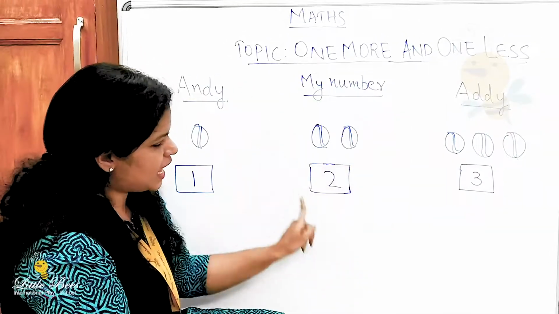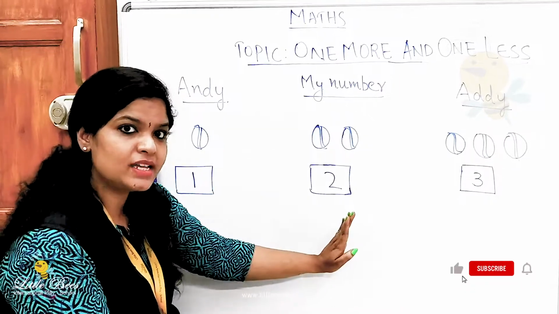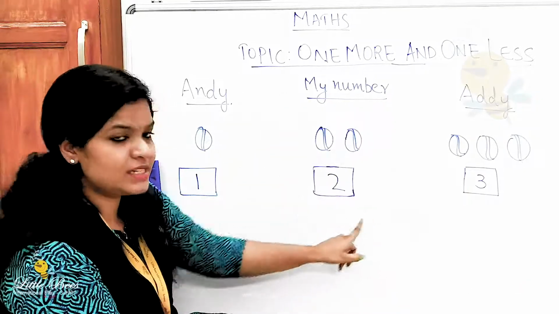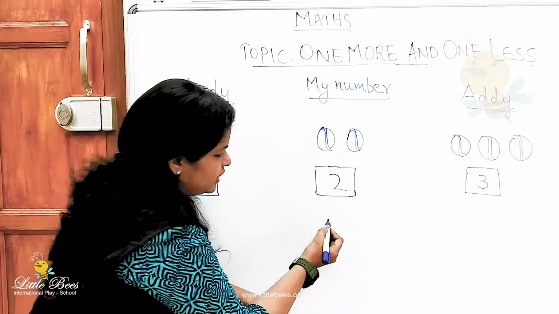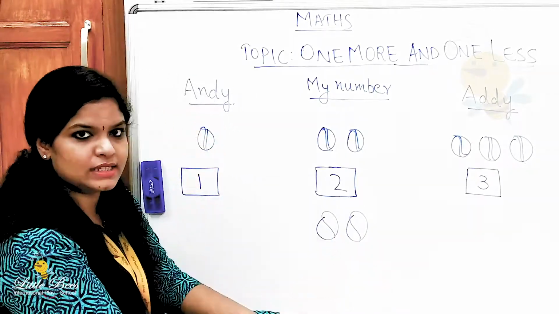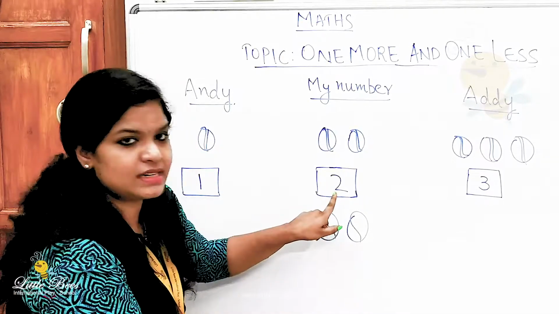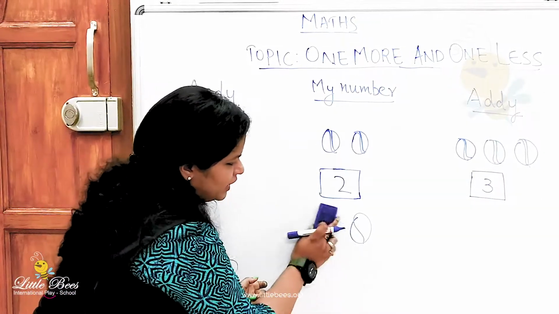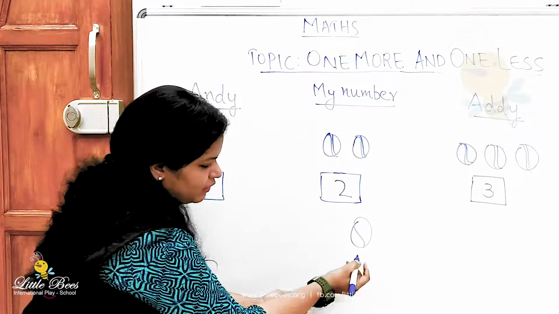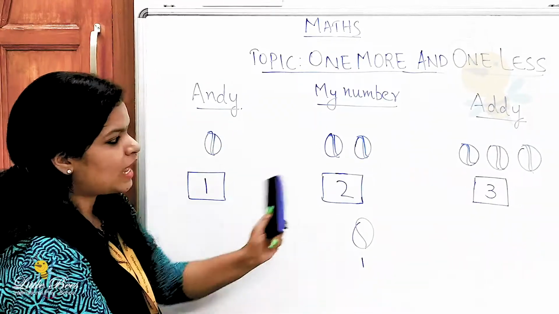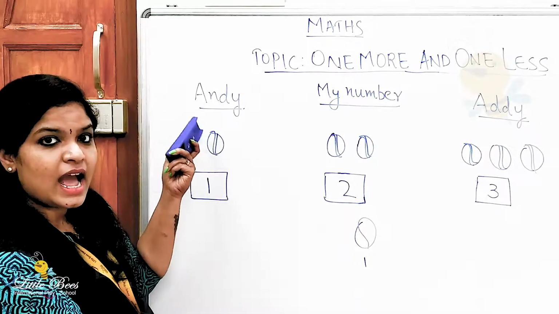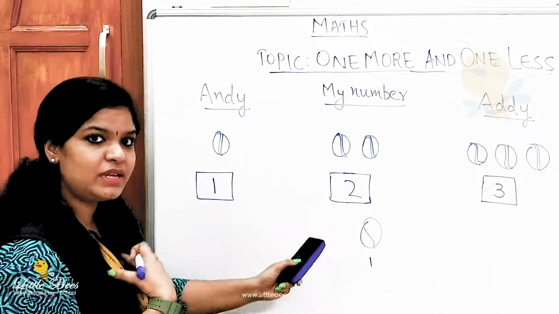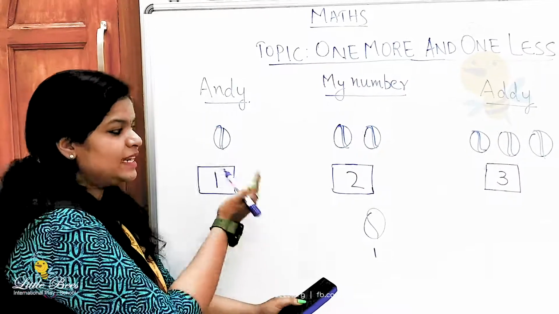So now keeping this as the count, we will see who has one less and one more. Okay? The center one is my number. How many balls are here? We have two balls. So now one less than this number is how much? If I remove one, how many balls do we get? We have only one ball. So who has one ball here? Andy. So Andy is having one ball less than me.